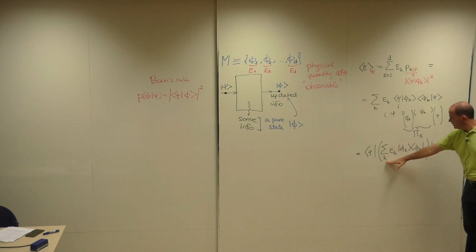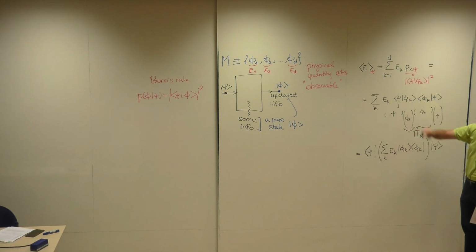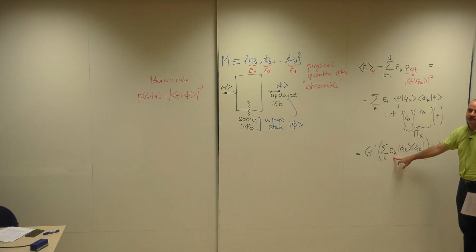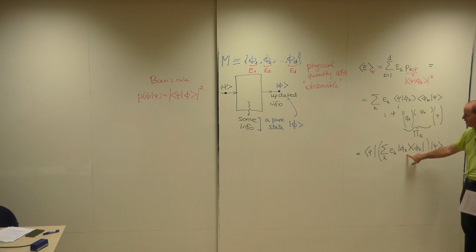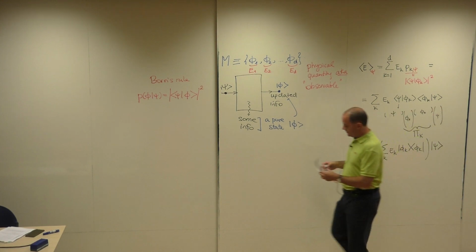And here you see appearing an operator that has the phi k as eigenvectors. Remember, it's a basis. And the ek as eigenvalues. Now, in the case of energy, these are real numbers. So therefore, this is a Hermitian operator. It has orthogonal eigenvectors, so it's a normal operator with real eigenvalues, so it's Hermitian. So let me write it here.